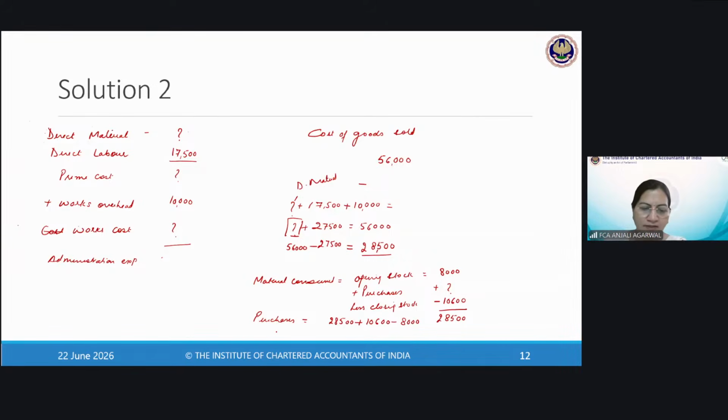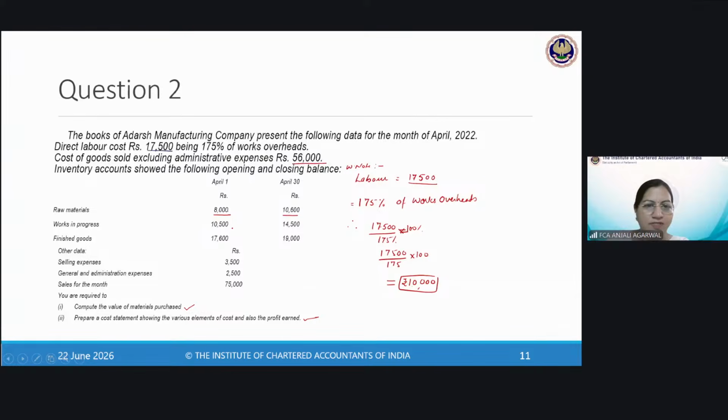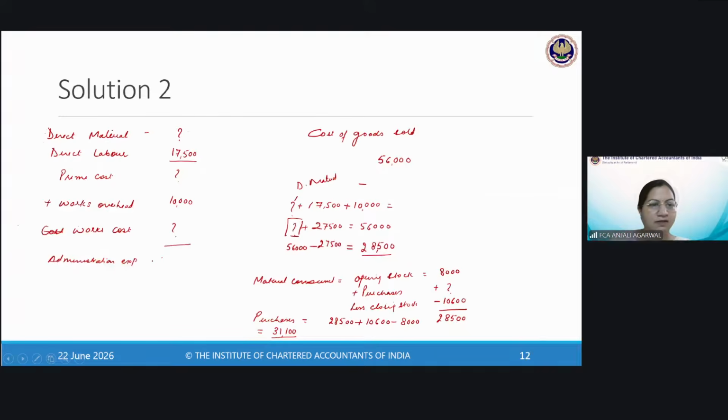Purchased becomes 31. Wait, we also have the finished goods. So cost of goods sold, excluding administration expenses, is 56,000. First we'll have to take this into figure, 56,000. Administration expenses are not included here. Cost of goods sold will have... so how much will be the finished goods?